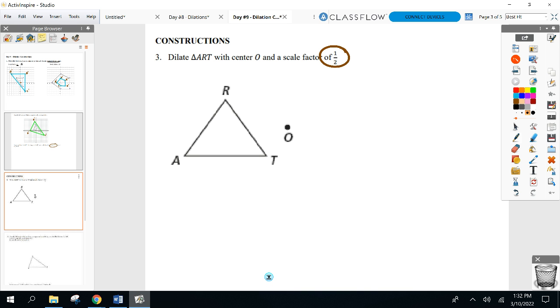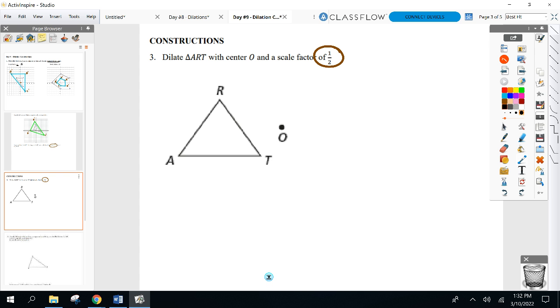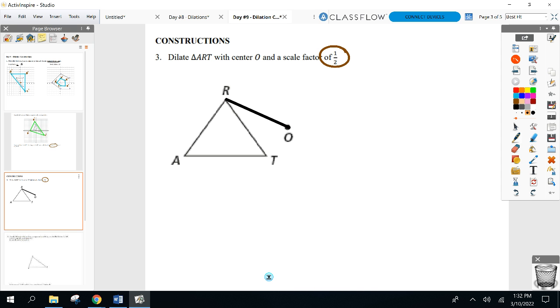Half the distance closer. So everyone take your straight edge and connect R to O, because that'll be the distance from R to O. I don't care what that distance is, but it's a certain distance away. And where's R prime going to be? Half of that distance, wherever the halfway point is.